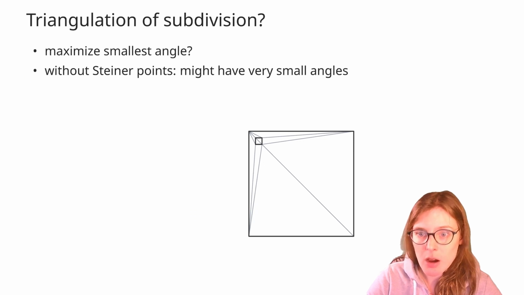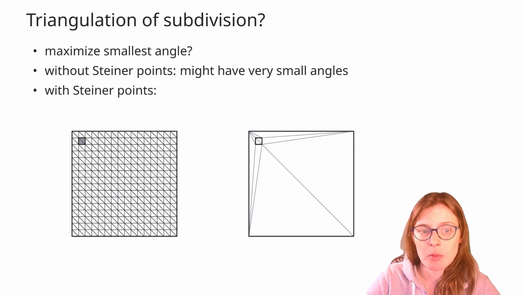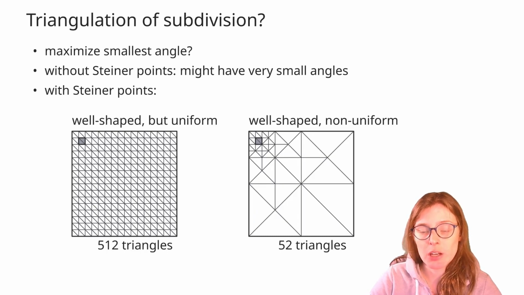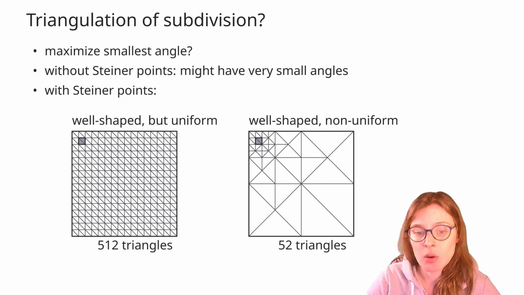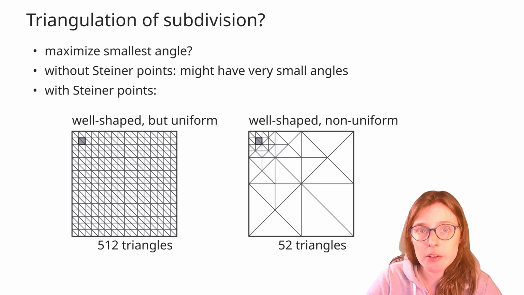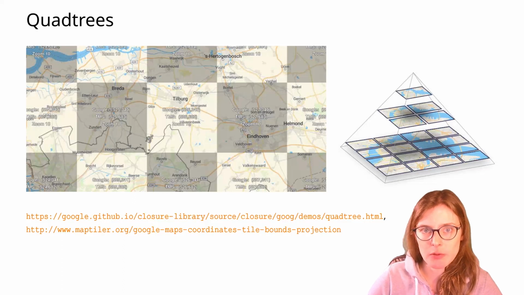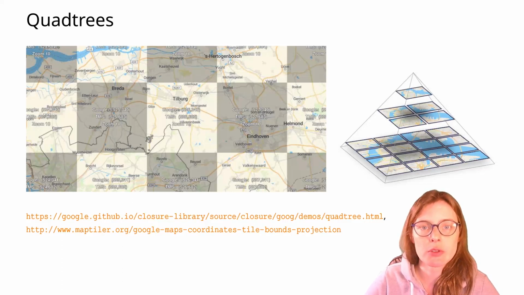Without Steiner points, our triangles may have very small angles, but with Steiner points, we can get a very nice, well-shaped mesh. Furthermore, we can even get a well-shaped and non-uniform mesh. Here, compare the uniform mesh on the left versus non-uniform mesh on the right, where on the left we have more than 500 triangles, and on the right we only have 52 triangles. As you can see here on the right, the closer we are to the boundary of the polygon, the smaller the triangles get. For our method of constructing nice meshes, we will use quadtrees.